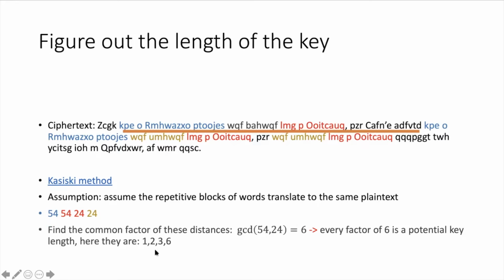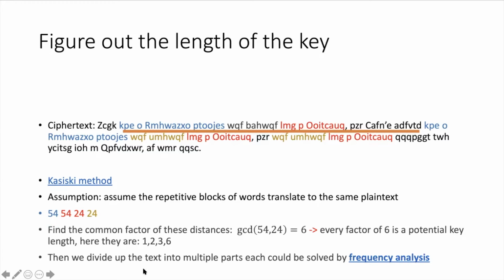And then we could divide the ciphertext up into multiple parts. For example, if we are looking at the key length of 2, we might divide this up into 2 sets of ciphertext. So for the first set, we will have them congruent to 1 mod 26, and for the second one, maybe congruent to 0 mod 26, because we have 26 letters. Then we could use a frequency analysis to determine them, like what we talked about last week.